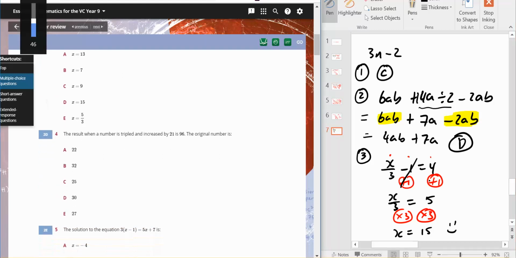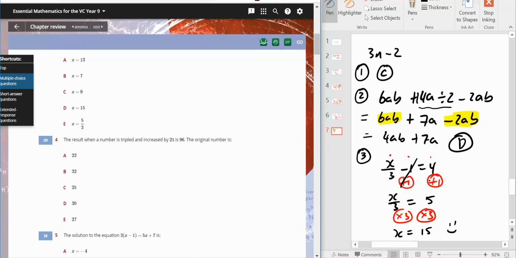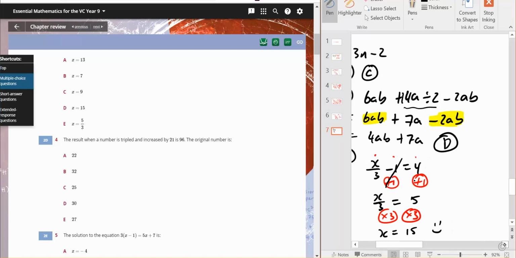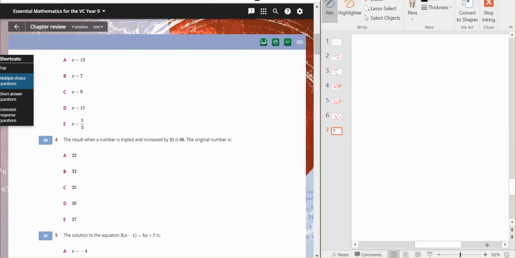Question 4. The result when a number is tripled and increased by 21 is 96. Okay, so that's a bit of a tricky question. So I'll go over here. Question 4. The result when a number, so a number could be x, is tripled, so 3x, increased by 21. So the result of the tripling increased by 21 equals 96.